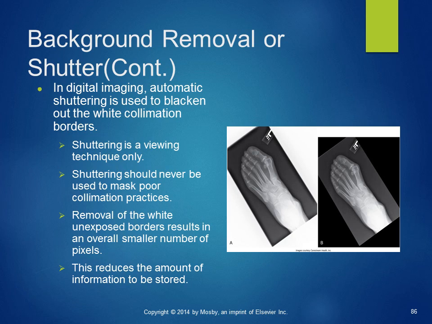Background removal or shutter continued. In digital imaging, automatic shuttering is used to blacken out the white collimation borders. Shuttering is a viewing technique only. Shuttering should never be used to mask poor collimation practices. Removal of the white unexposed borders results in an overall smaller number of pixels. This reduces the amount of information that needs to be stored.